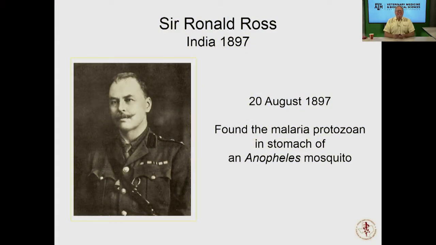Well, in 1897, there was another military physician. His name was Sir Ronald, at that time it was Ronald Ross, it wasn't Sir Ronald Ross. But what he did is he was stationed in India, and he found that the malaria protozoan was in the stomach of Anopheles mosquitoes.